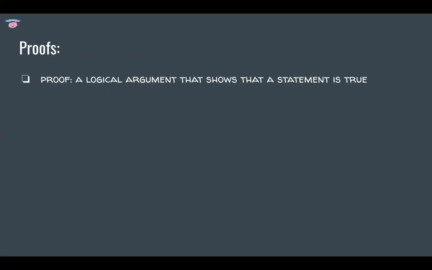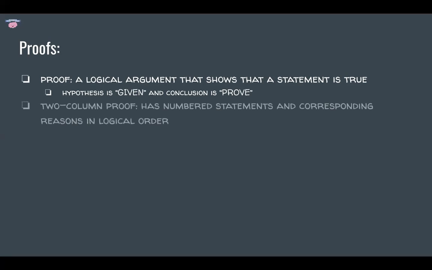Proofs. So this is what we've all been talking about, because proofs are the key to geometry. A proof, like mentioned before, is a logical argument that shows a statement is true. The hypothesis is given and the conclusion is proved. That makes sense because the condition is given, that's what you're given, and the result is what you're trying to prove. There are different types of proof, and one of them is the two-column proof, and it has numbered statements and corresponding reasons in logical order, like this.